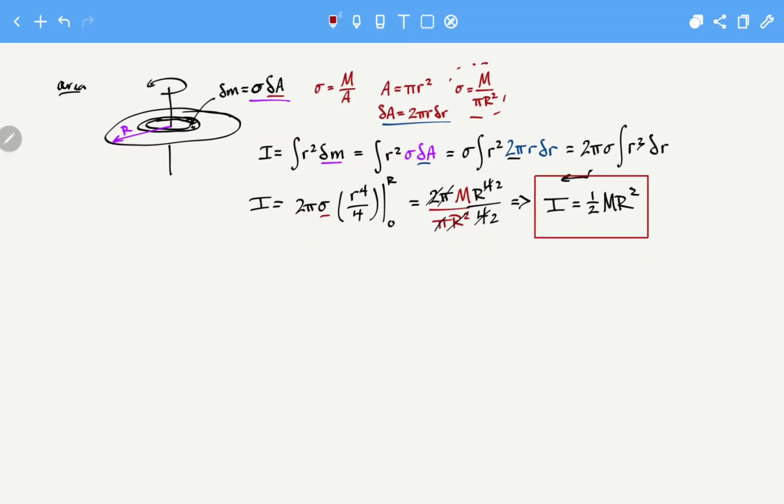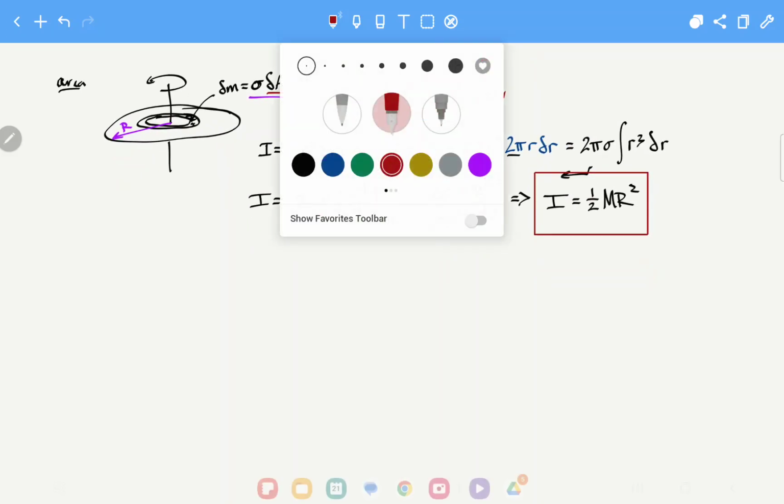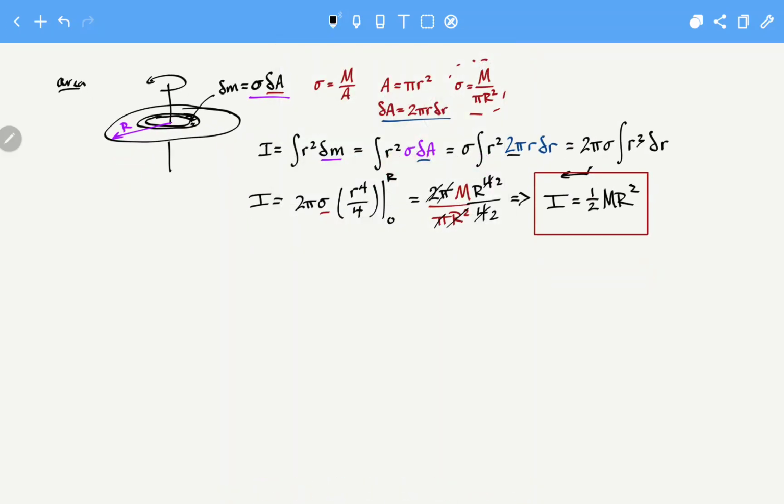Okay, so now, instead of doing area, let's do volume. So how do you do it if it's got volume? I'm going to try this. I don't know if it's going to work. Yes! I don't know why it didn't work before, but all right. Hey, that worked good enough for me.